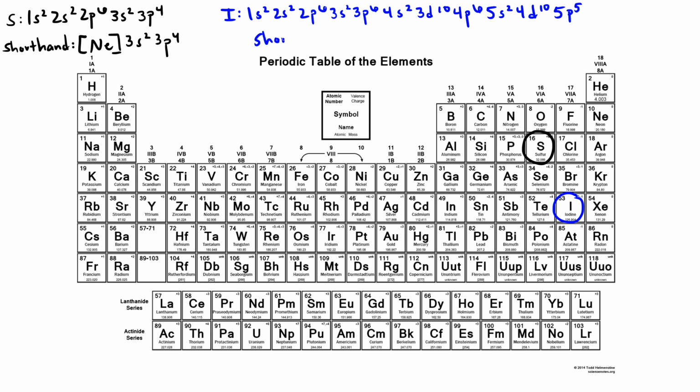And for the shorthand version, we will start at the noble gas that comes prior to iodine, which is going to be krypton. And to indicate that we're starting at krypton, we're going to put this in brackets. And we're just going to provide the rest of it. So we have the 5s2 orbital with its electrons, the 4d10 coming right after that, and then the 5p5 portion of the electron configuration right there. And that's going to be the shorthand version for iodine.